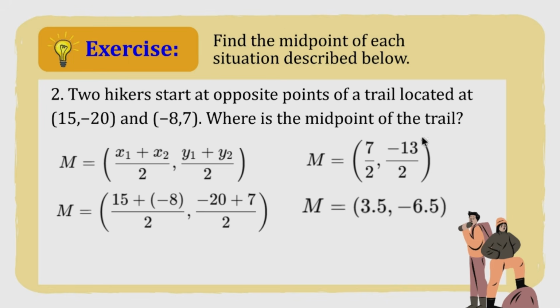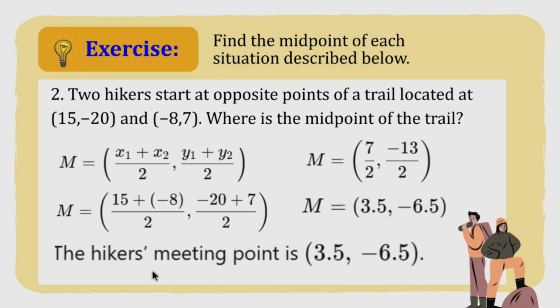Pwede rin bang fraction lang siya? Okay lang naman po. Walang problema. You can always write it in the form of a fraction or decimal. Depende po sa inyong teacher. So, the final answer, the hiker's meeting point is 3.5 and negative 6.5.